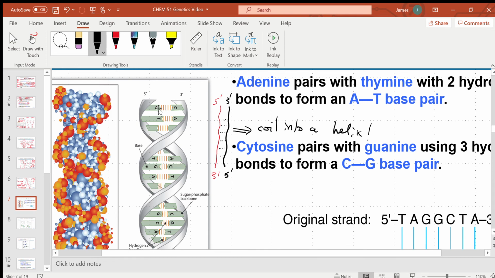Okay, and that's what you have here. Notice that we have the complementary base pairing. So we have the guanine here. Let's get my red pen back. So we have the hydrogen bonding.